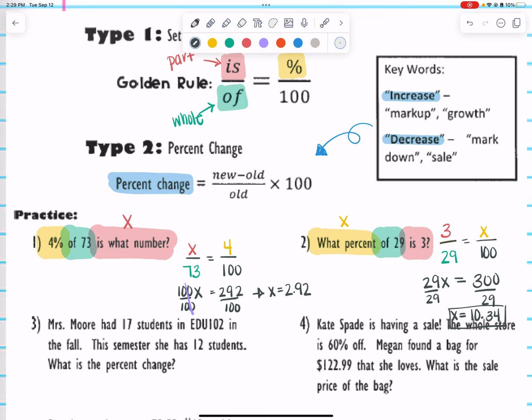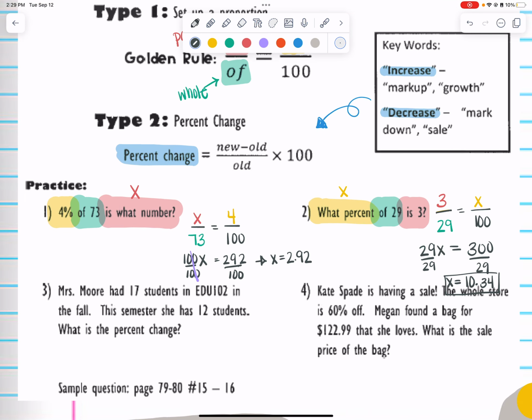All right, and then number 3, Miss Moore had 17 students in EDU102. Oh, sorry. So 3 and 4 are going to go back to percent change. So percent change is going to be that formula for type 2: new minus old, divided by old, times 100. So we're looking for the percent increase or percent decrease. So number 3, Miss Moore had 17 students in EDU102 in the fall. This semester she has 12 students. What is the percent change?